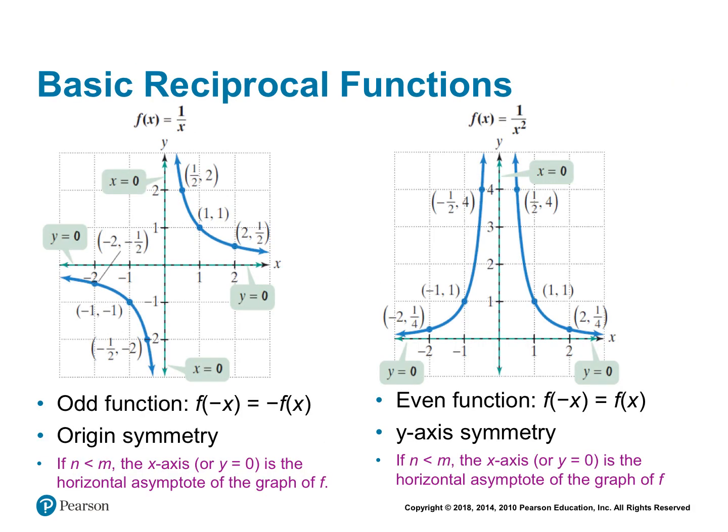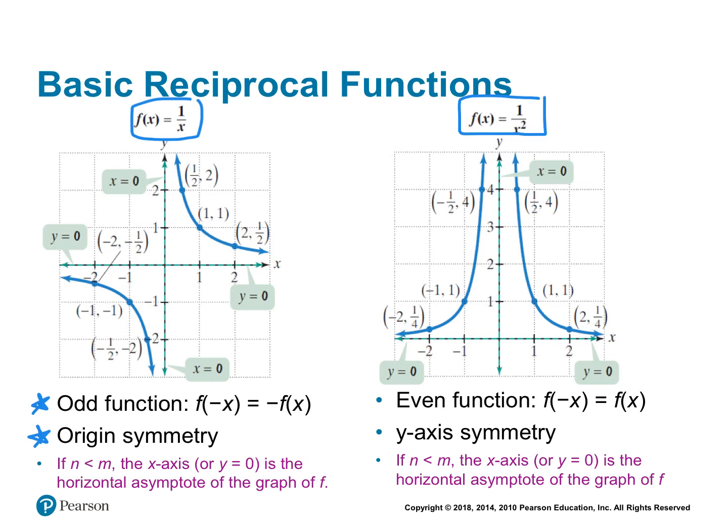And we're going to end by talking about basic reciprocal functions. So this is the first one. 1 divided by x, the graph looks like this. 1 divided by x squared looks like this one. And our first one is an odd function. The symmetry is over the origin.